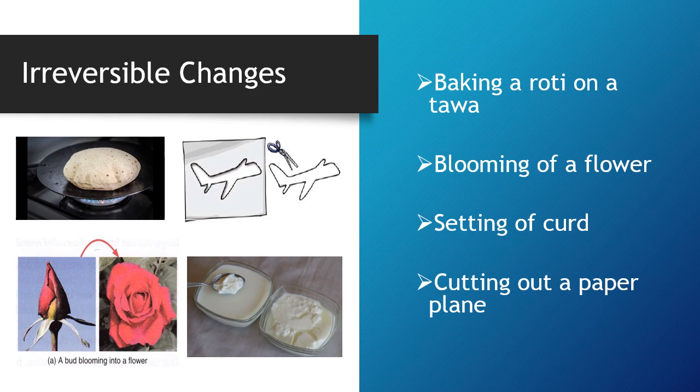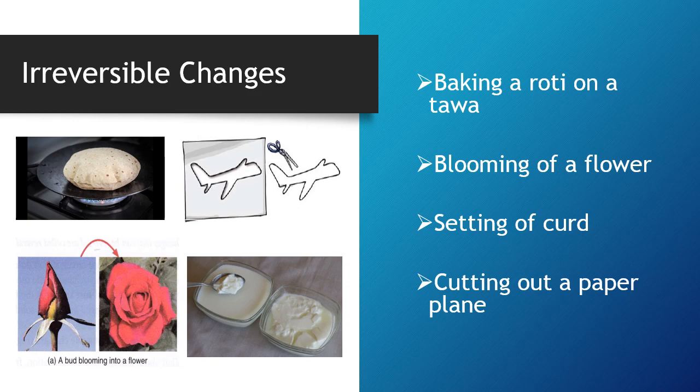Then setting of curd. Curd is made from milk. How is it made? A previously made curd is added to warm milk. Then milk is stirred and kept aside for a few hours. Then the milk sets into curd. The curd cannot be changed back into milk again. What does this mean? This is an irreversible change.